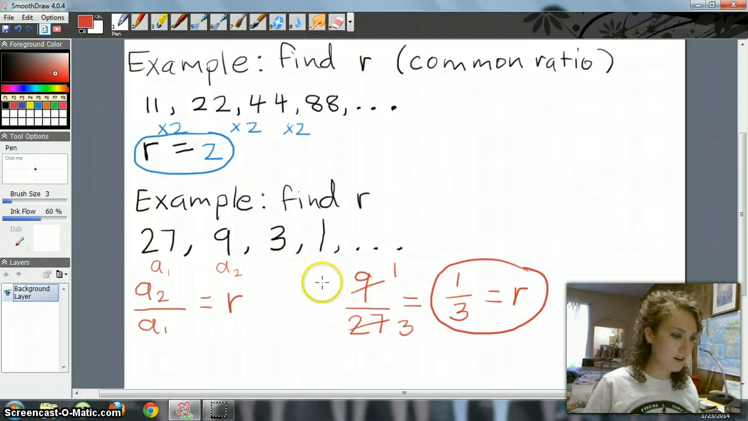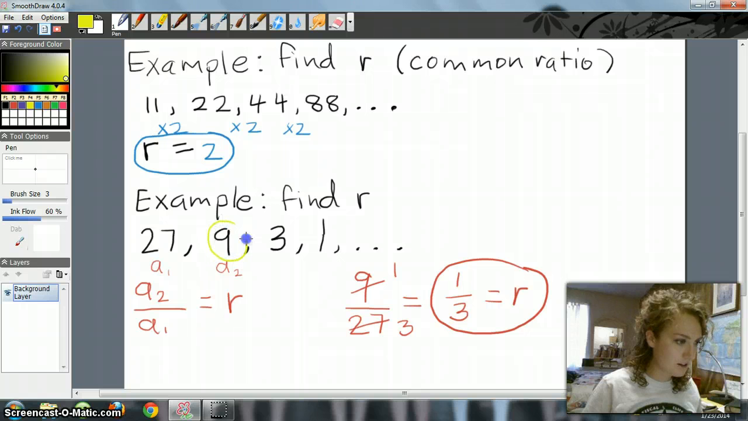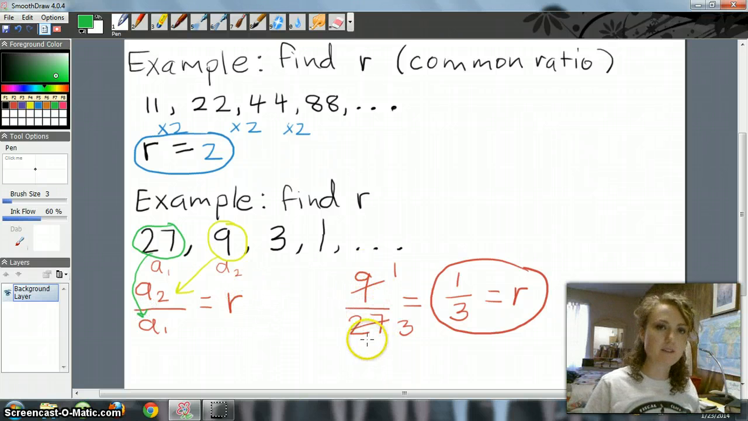Now, if you're unsure about where I plugged things in, I'll show you here. Let's do this in yellow. I took our second term here, and I plugged it in on top for a sub 2. And then I took our first term here, and I plugged it in at the bottom for a sub 1. That's how I got 9 over 27. Our common ratio here is 1/3. If we multiply each of these by 1/3, then we get the next number. Like 3 times 1/3 is equal to 1.